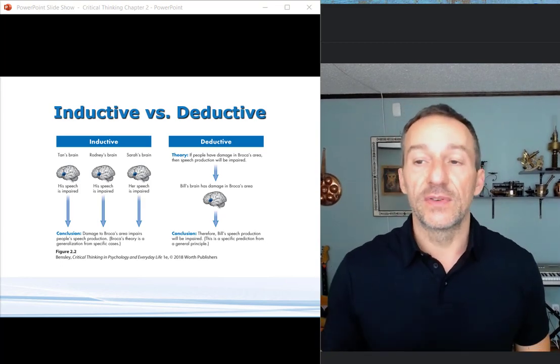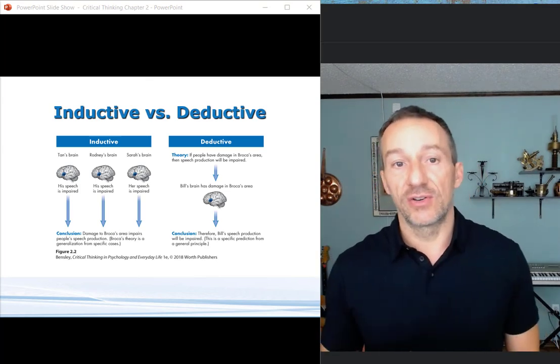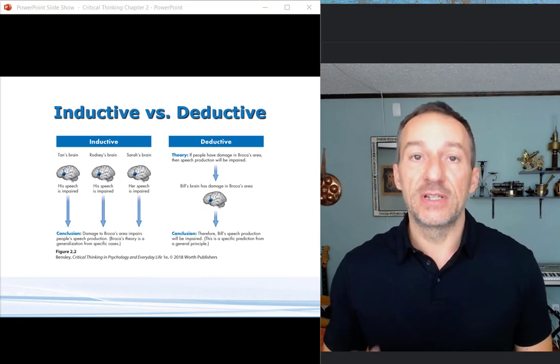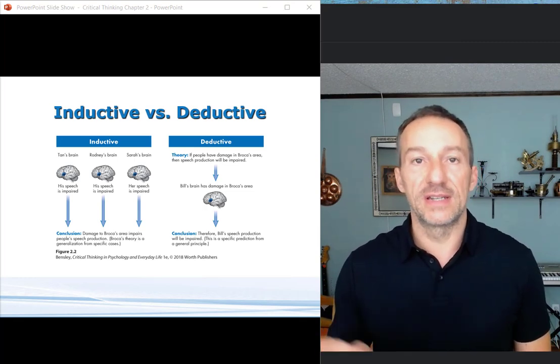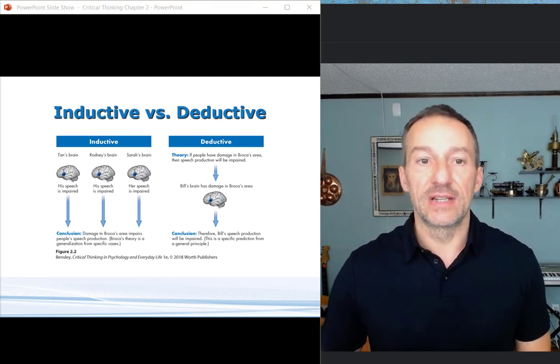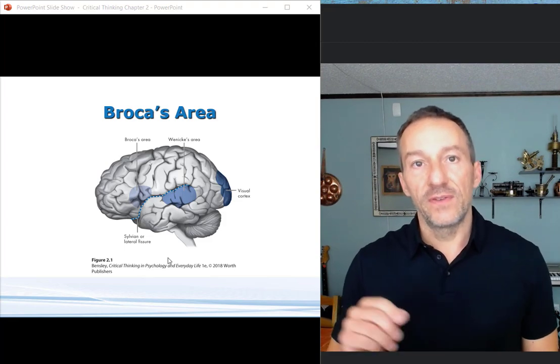There's an interesting difference here. With deductive reasoning, you can reach a conclusion that you are certain about: that Bill has damage in Broca's area, and now he has speech production issues. You can be 100% certain on those things. The same is not necessarily true for inductive reasoning, which we will see later on. All right, in the next slide, we will get into conditional if-then arguments.